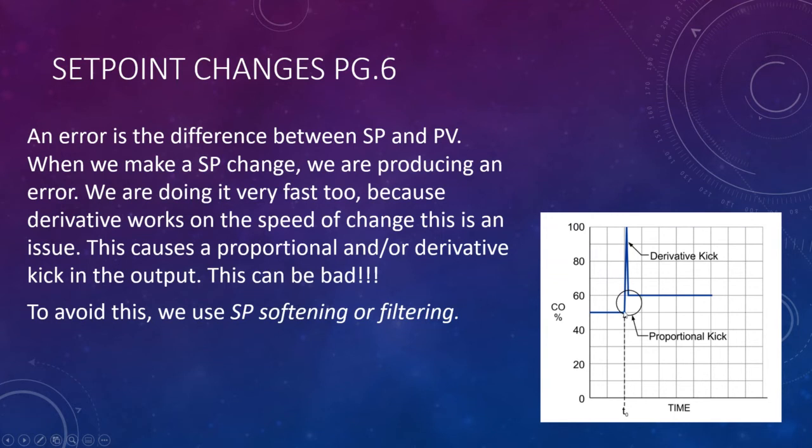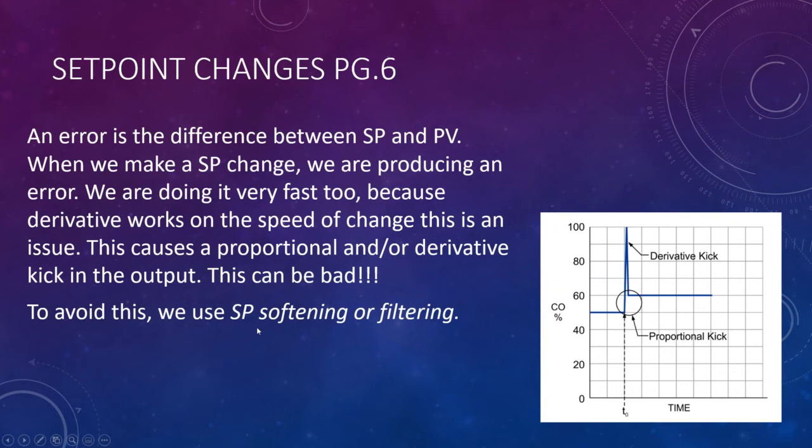So this is the proportional plus derivative kick drawing. There will be a certain component of it that is related to the proportional variable, and there's going to be another compounded issue related to the derivative variable that's reacting on the verticality, is that a word, of this line. And of course, this is bad. This is a huge change. It's going to cause some upsets for many things downstream, and we don't want this.